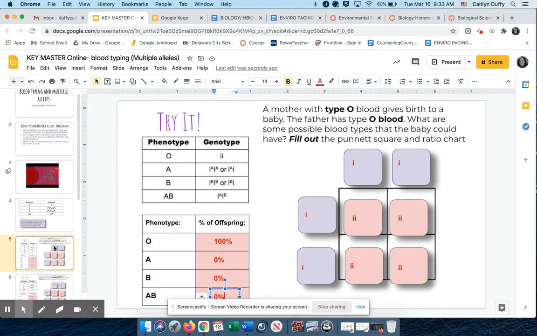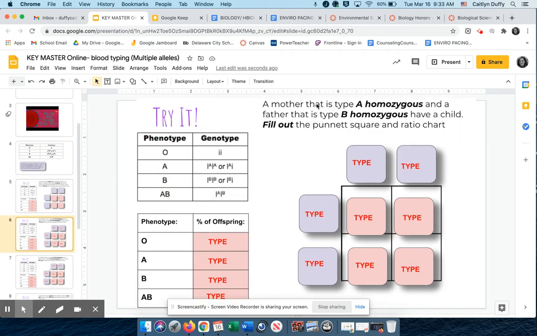All right, let's do something a little bit more complicated. Here we have a mother that is homozygous for type A blood and a father that is homozygous for type B, and they have a child. We want to figure out the percent for each offspring. Mom is type A, so she could either be I^A I^A, or I^A i.